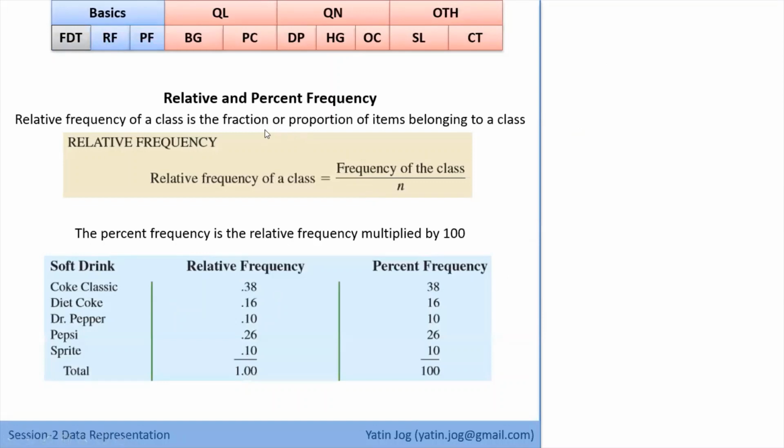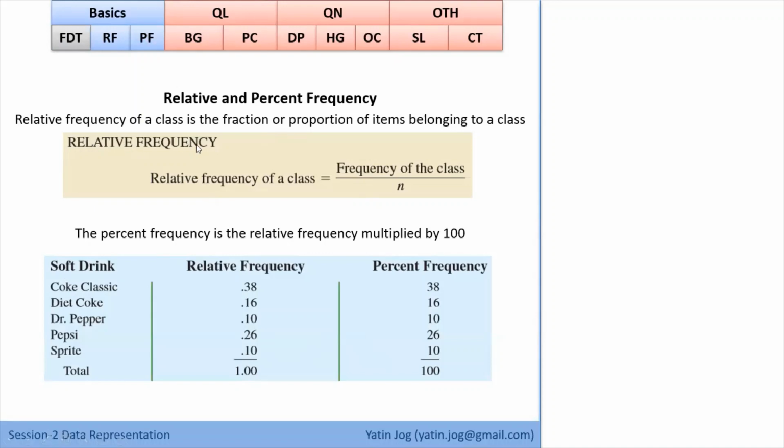Relative and percent frequency, why do we need this? Because if you want to calculate the angles for the pie chart, we draw a pie chart in a circle, and one circle has 360 degrees. So if you want to draw the angles for a specific portion of any soft drink, you have to calculate the relative frequency and percent frequency first.